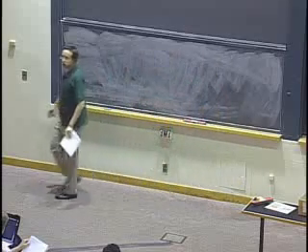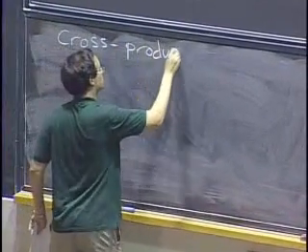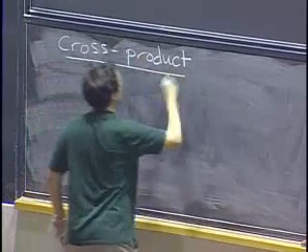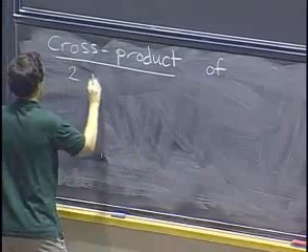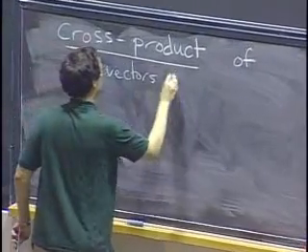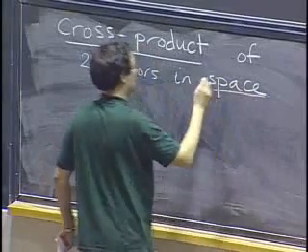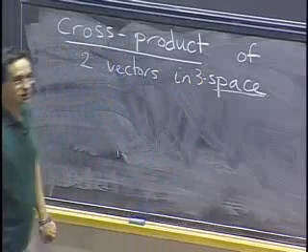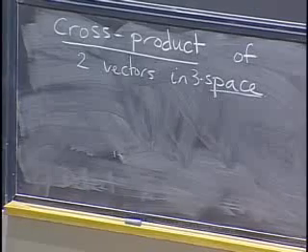Okay, so let me move on to cross product. Cross product is something that you can apply to two vectors in space. And by that I mean really in three-dimensional space, okay? This is something that's specific to 3 dimensions.